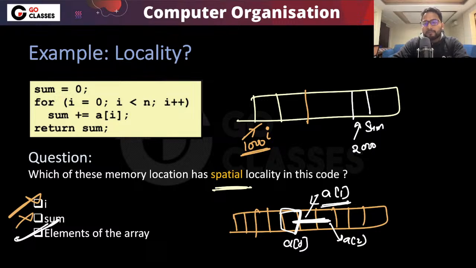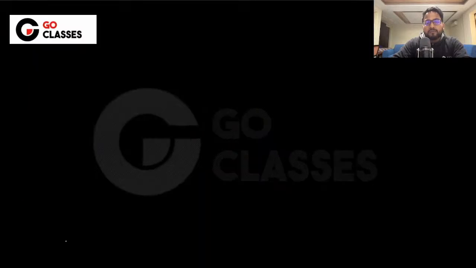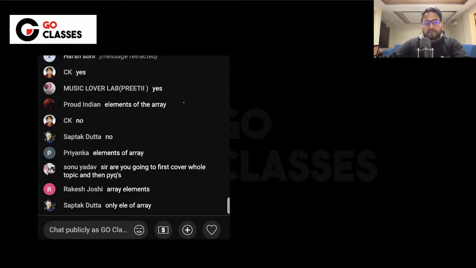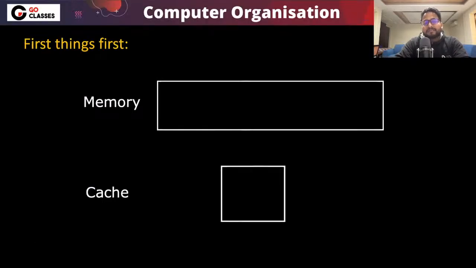So for example, let me tell you who have given the correct answer for this question. These people have already given the correct answer: array element, like this, right? Okay, so now let's move to the next thing.